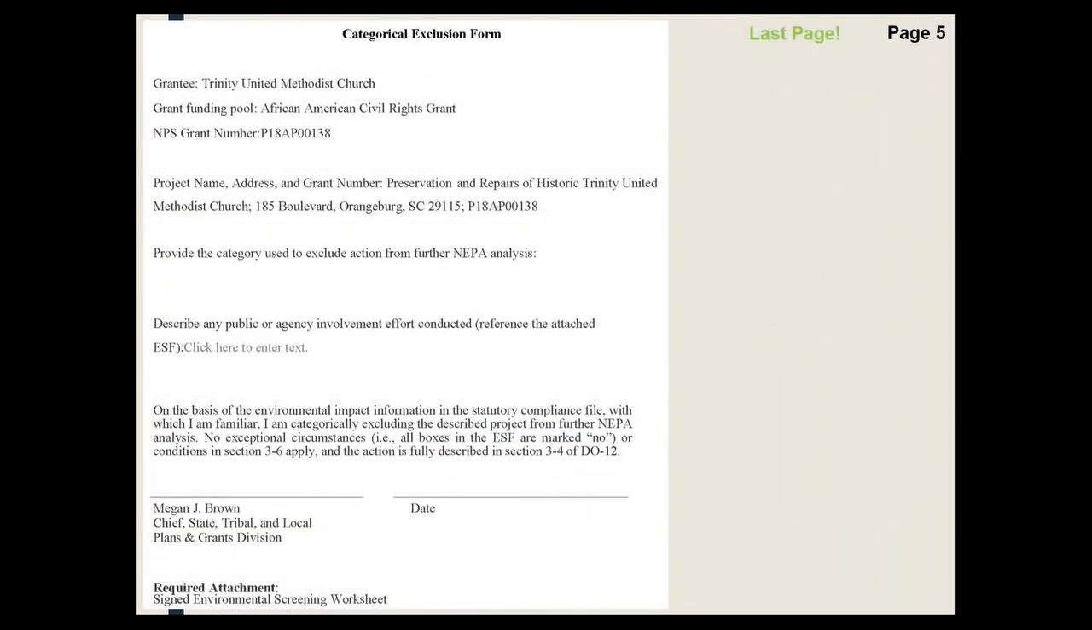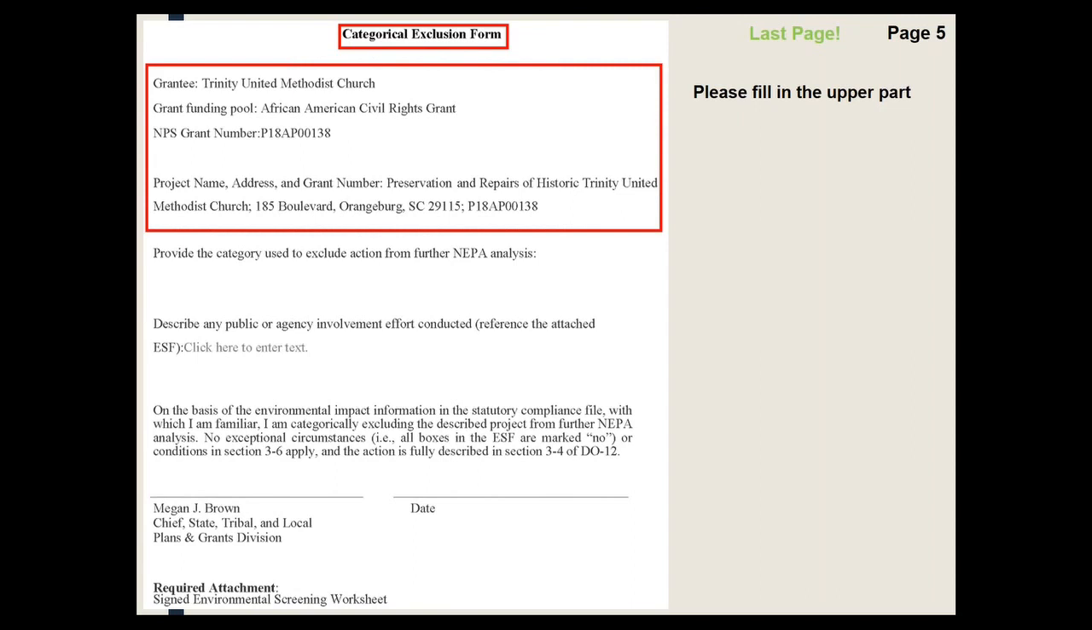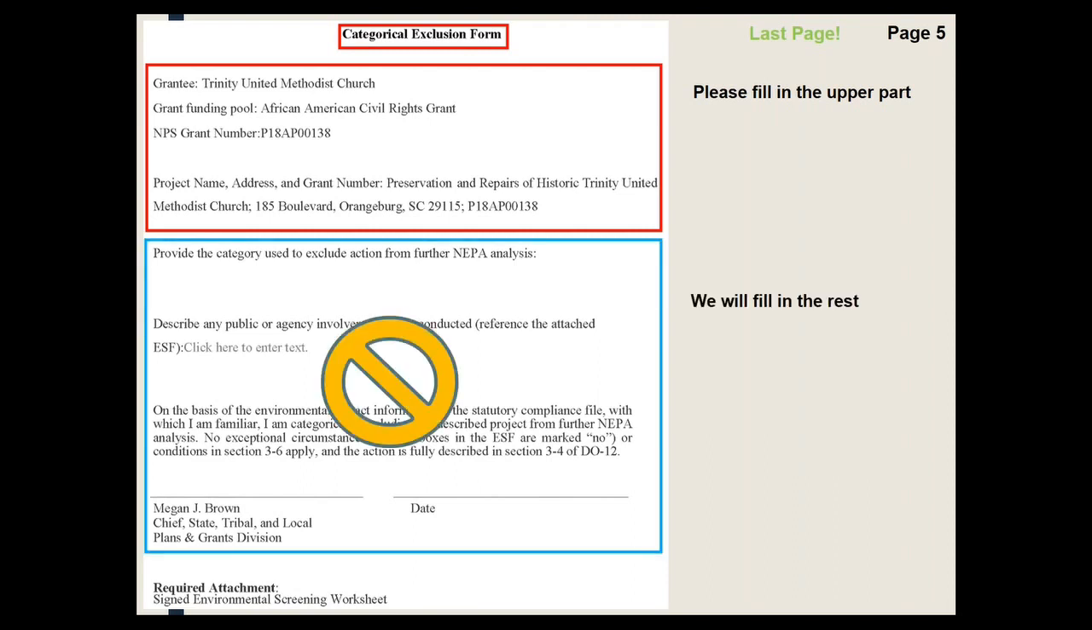And the last page would be the categorical exclusion form. The upper part, it would be great if you could fill in that for us. It would save a lot of time. Basically it would be the same information as the first page, and you don't have to do anything else. We would do the rest of the page, and that's it.